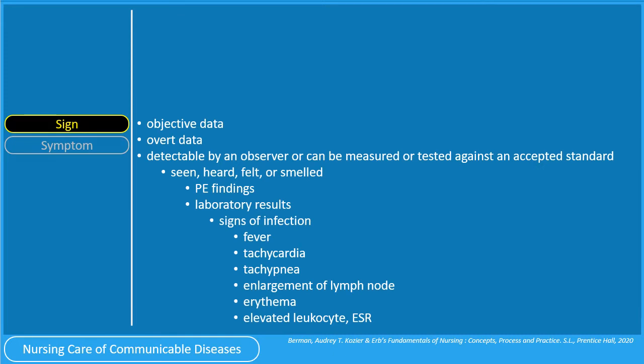Other signs of infection that involve the vital signs are tachycardia and tachypnea. Patients with severe infection may also manifest with hypotension. Inspection and palpation can reveal signs of infection such as erythema or enlargement of lymph node respectively. Lab findings indicative of but not always due to infection include elevated WBC and ESR. Take note that these are just some of the signs of infectious diseases. You will encounter more as we discuss specific communicable diseases.